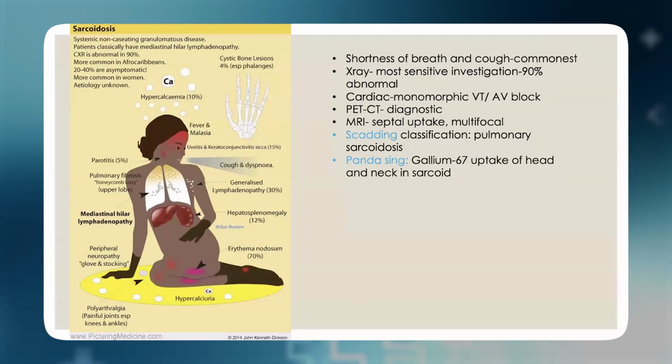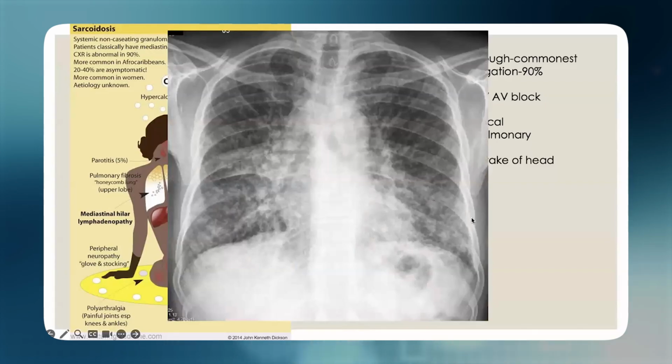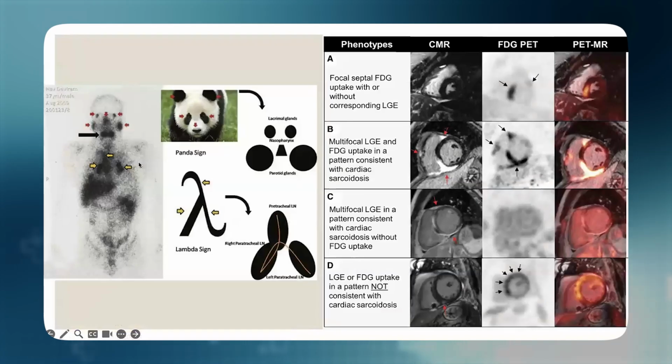That's the Scadding classification. Panda sign is gallium-67 uptake of the head and neck in sarcoid, in actively inflammatory tissues. This is your X-ray of sarcoid. You can see there are diffuse reticulonodular infiltrates in the lung, and there is enlargement of the hilum. This is hilar lymphadenopathy, especially visible on the left side. This is your panda sign. See, this is gallium-67 uptake. The face looks like a panda. This is also called the lambda sign.